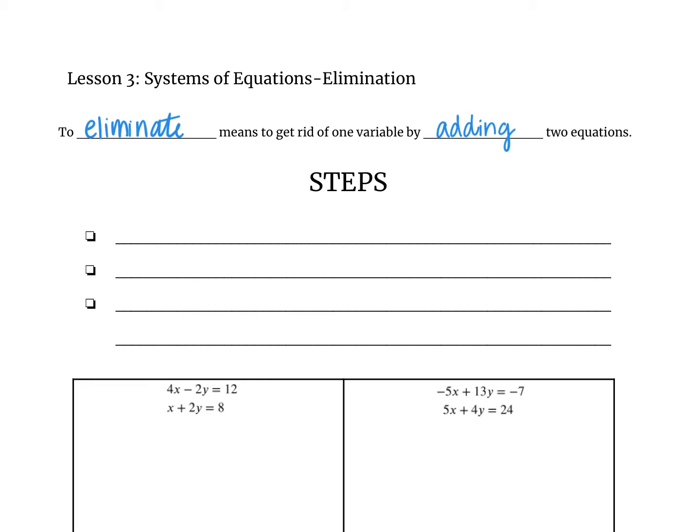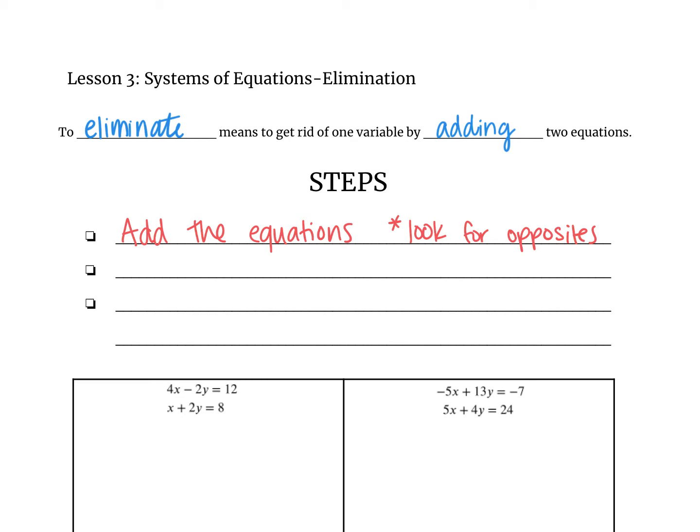So let's look at some steps for elimination. Our first step is just going to be to add the equations. Okay? When we add the equations, it's important that we look for the opposites. So what that means is you may have a positive 2x and a negative 2x. We're looking for the variables that have opposite signs because that's the variable that's going to cancel out.